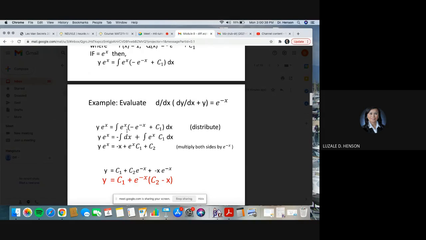So that gives you e to the 0, which is negative 1, because you have a negative sign here. So they cancel out. Once you distribute your e to the x dx, what's left now is the integral of dx. And then the second term on the right side would be e to the x c sub 1 dx. Okay? This is easy to integrate.